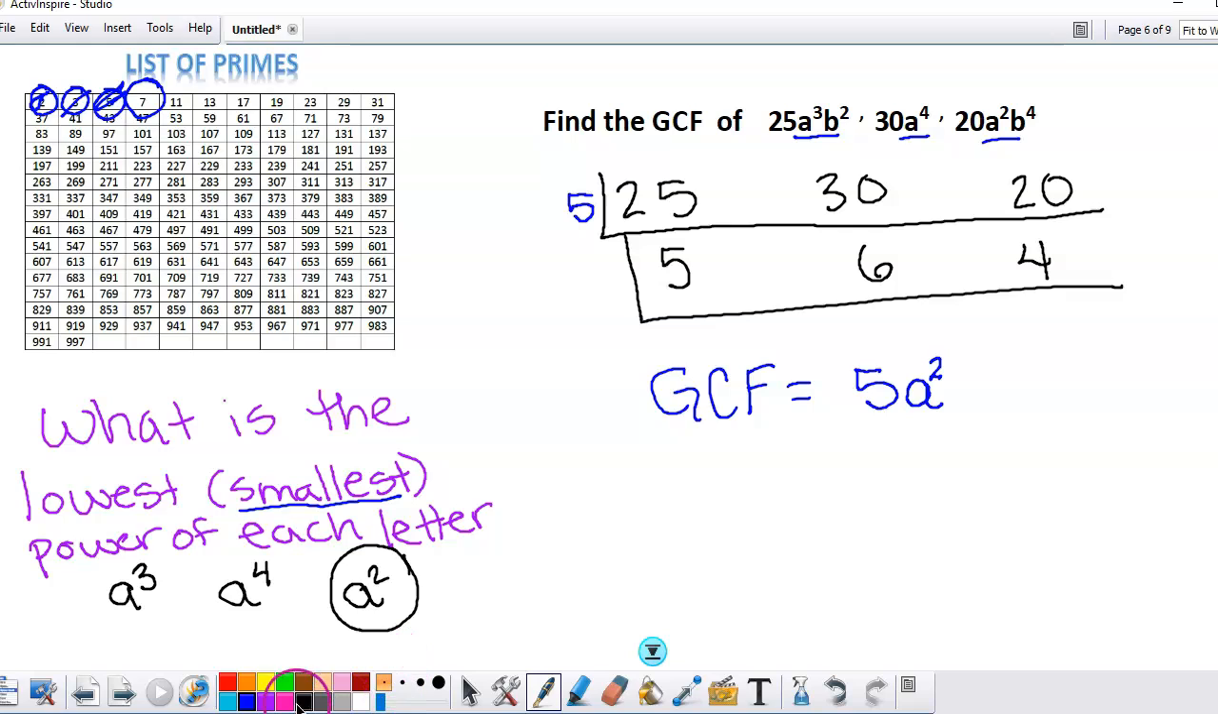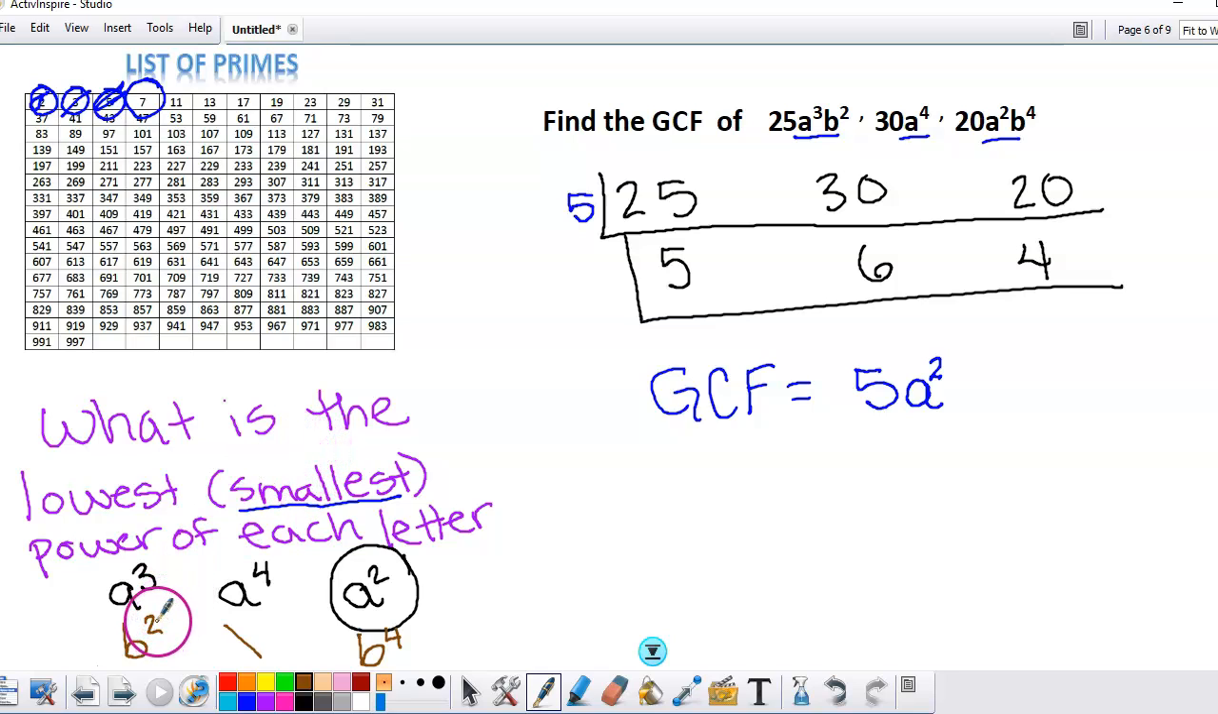Let's look at the B's. I'll change the color to keep things separate. 25 has a B squared. 30 has no B. And 20 has a B to the fourth. Each letter to the lowest power.